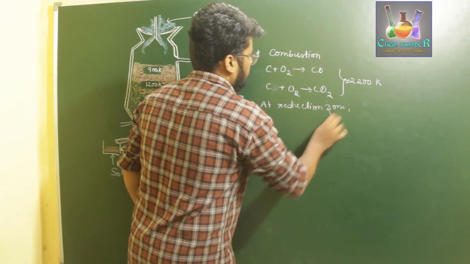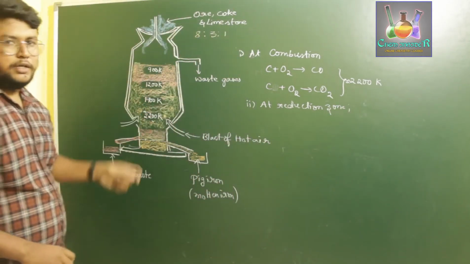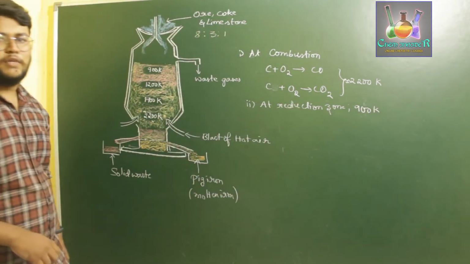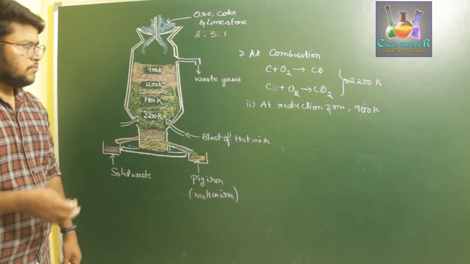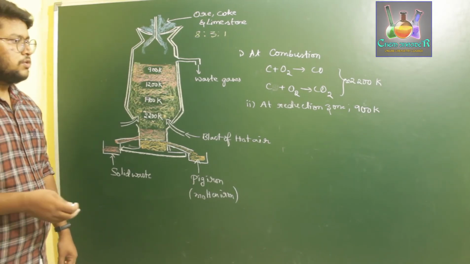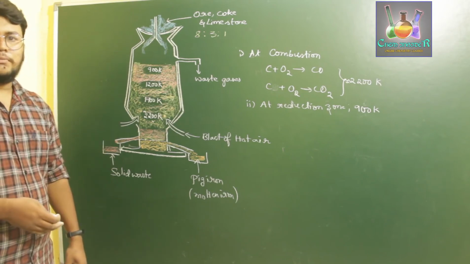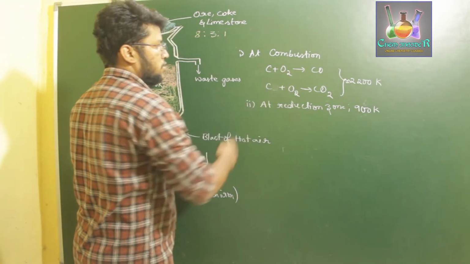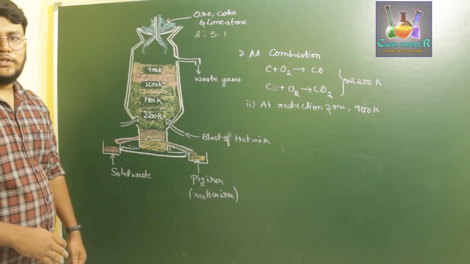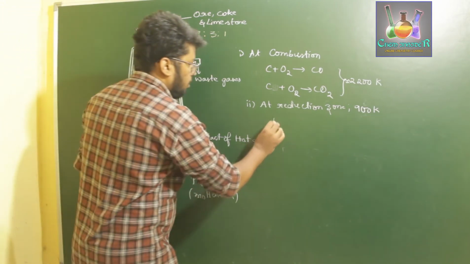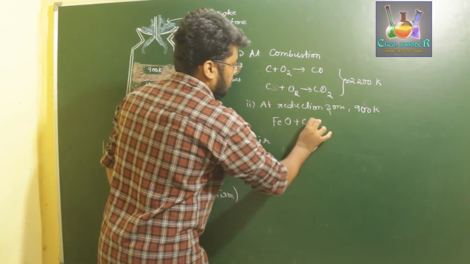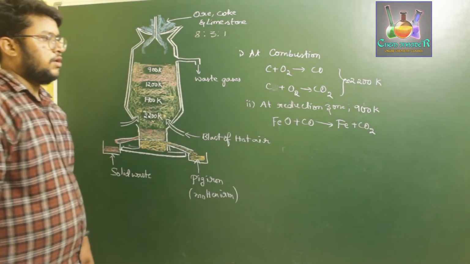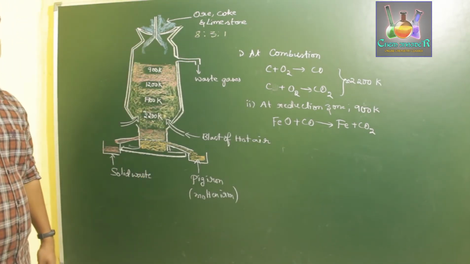As I said earlier, at the reduction zone we have a temperature of about 900 Kelvin. This is clearly less than the 983 Kelvin temperature of carbon monoxide. So below 983 Kelvin, carbon monoxide can be used as a strong reducing agent. Therefore, the carbon monoxide released at the combustion zone is going to reduce ferrous oxide to iron. So we react FeO with CO to form Fe plus CO2. This is the reaction which occurs in our 900 Kelvin temperature range.